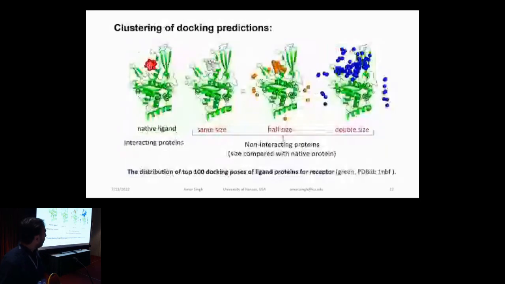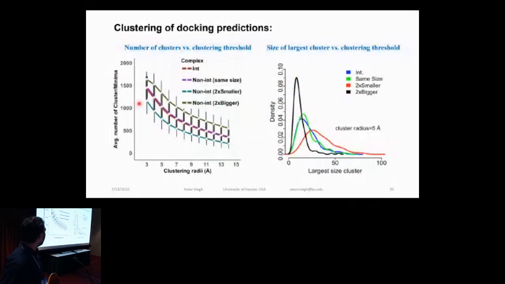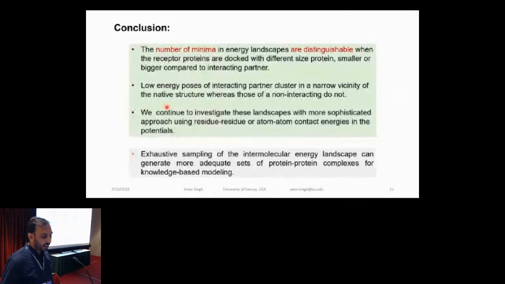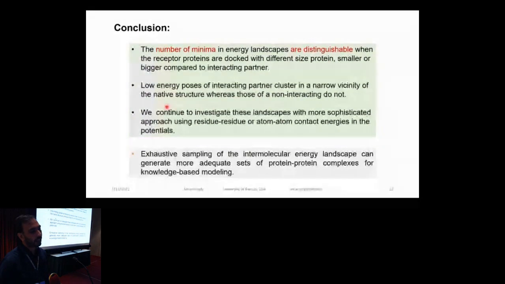So if we see here, we still have some similarity. We docked with the same receptor, a same size protein. We are trying to differentiate these docking energy landscapes as well using more sophisticated approaches like atom-atom contact potentials that can differentiate these energy landscapes for similar size proteins as well.